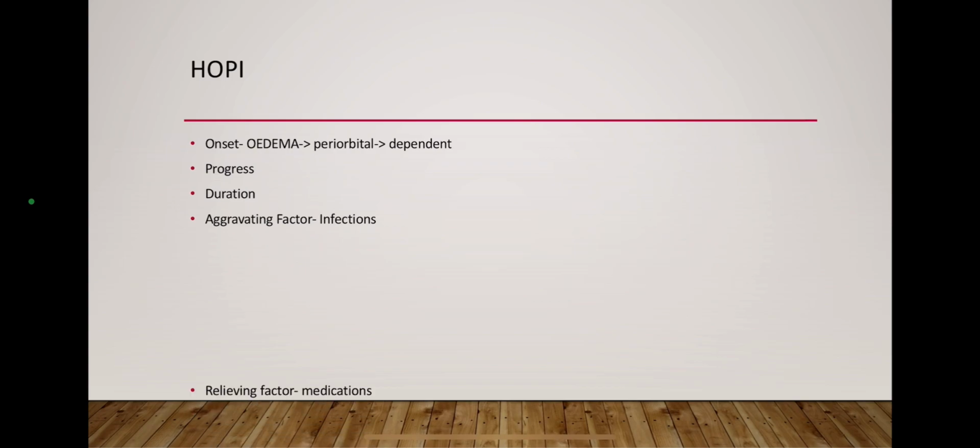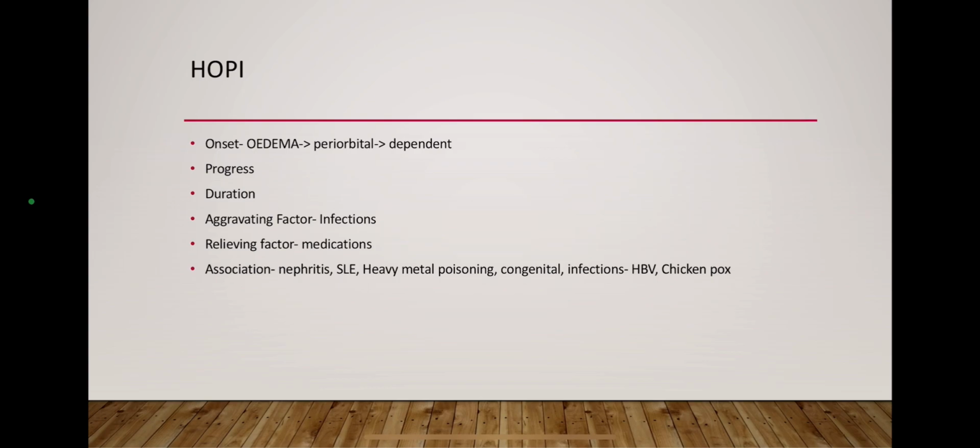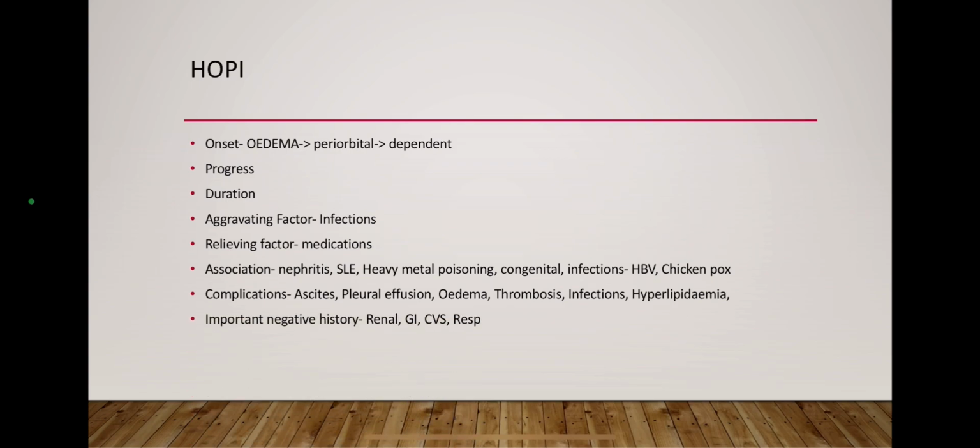Aggravating factors could be infections, relieving factor could be medications, and it's sometimes associated with nephritis, SLE, heavy metal exposure, congenital causes, and infections like hepatitis B, chickenpox. Complications could be ascites, pleural effusion, edema, thrombosis, infections, and hyperlipidemia. Important negative history you need to ask in relation to renal, GI system, CVS, and respiratory.